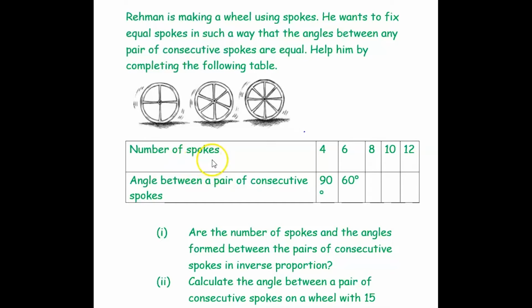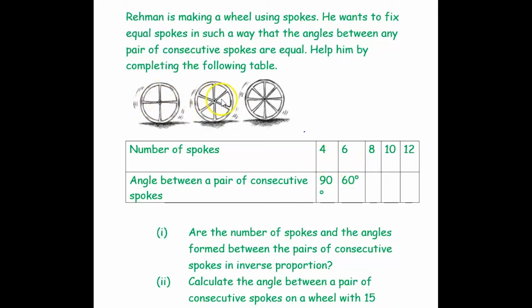So the number of spokes given is 4, 6, 8, 10, 12. And the angle between a pair of consecutive spokes is. So if there are 4 spokes, the angle between consecutive spokes, that is between 2 spokes, is 90 degrees. So if it is 4 spokes, this angle is 90 degree, this angle is 90 degree, this angle is 90 degree.